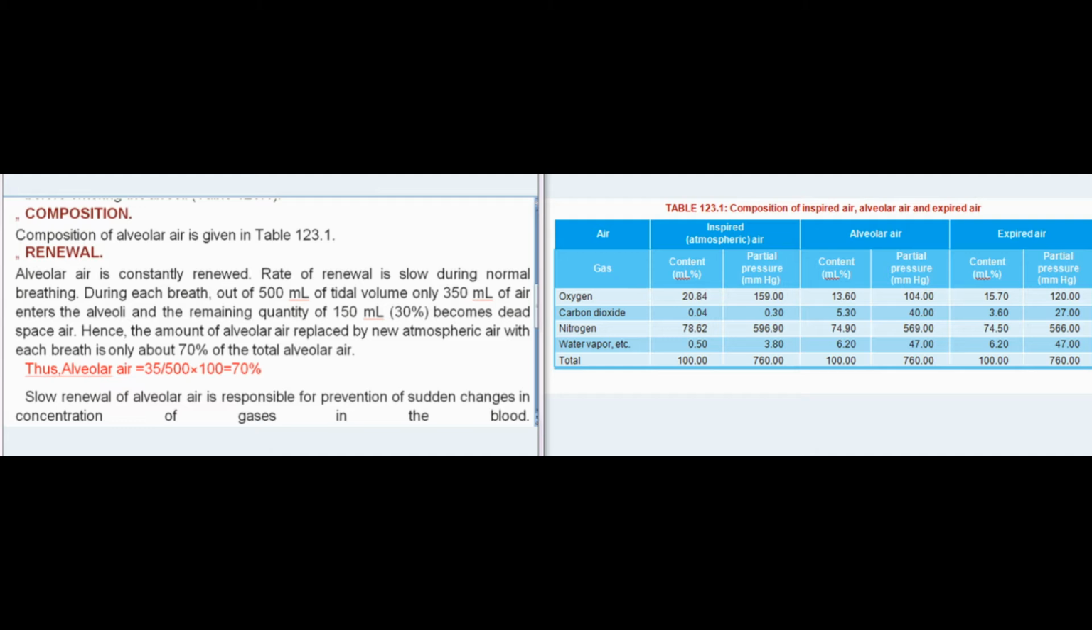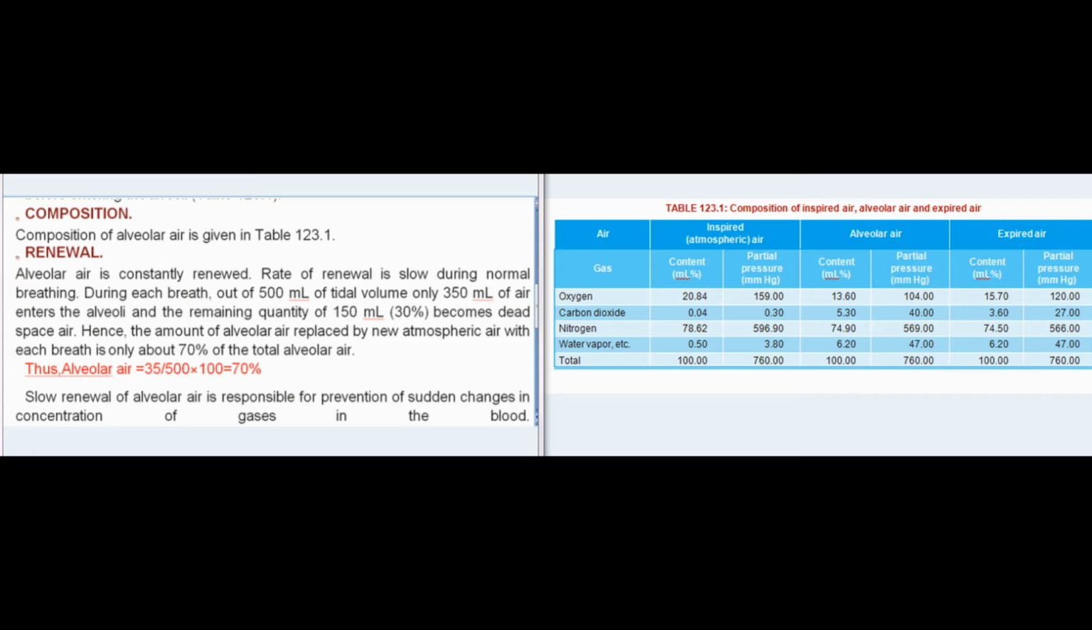Renewal. Alveolar air is constantly renewed. Rate of renewal is slow during normal breathing. During each breath, out of 500 ml of tidal volume only 350 ml of air enters the alveoli and the remaining quantity of 150 ml, 30%, becomes dead space air. Hence, the amount of alveolar air replaced by new atmospheric air with each breath is only about 70% of the total alveolar air. Thus, alveolar air equals 350/500 times 100 equals 70%.